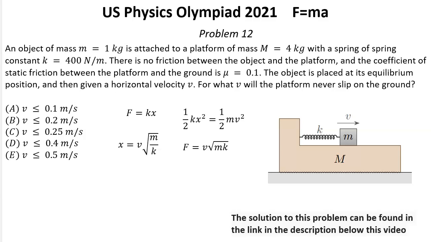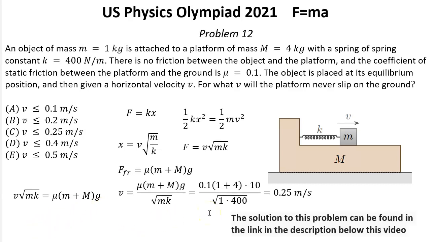This force cannot exceed the force of friction. Maximum force of friction equals mu multiplied by small m plus big M, multiplied by g. And we have to equalize this force of friction to the force from the spring on the platform. That will be this equation. And from here we can find what is speed v. That will be this expression. After putting in numbers we have 0.25 meters per second. This is the critical speed, which corresponds to answer C.